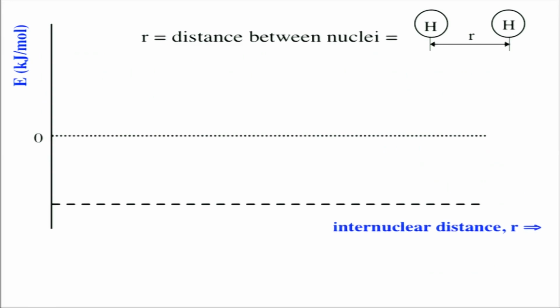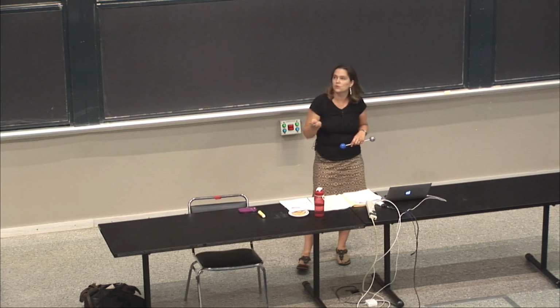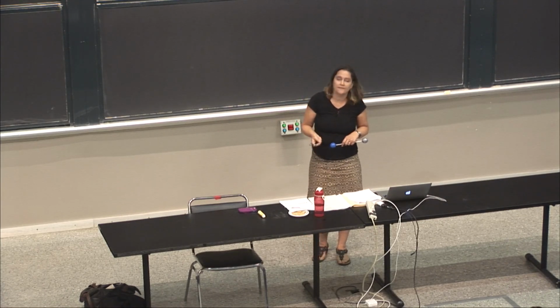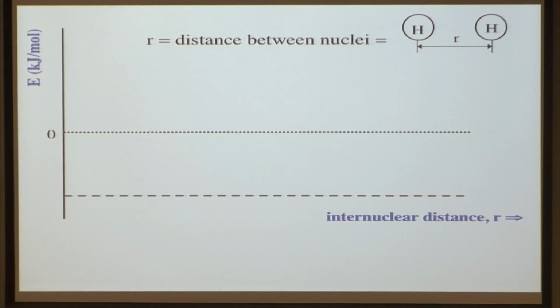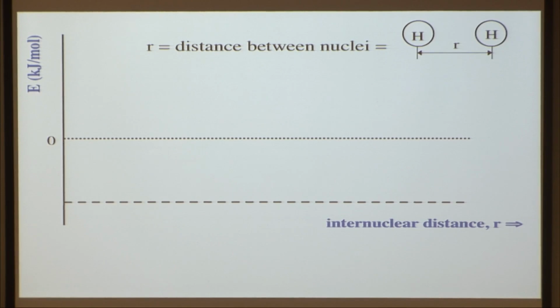And we have this little plot on your notes where you're going to be filling in a bunch of details. So we have the internuclear distance r, the distance between the two nuclei, and we're back to hydrogen for the moment, so we're going to talk about a bond between two H atoms. And on the axis over here, we have energy. So we have energy versus the distance between these two hydrogens.